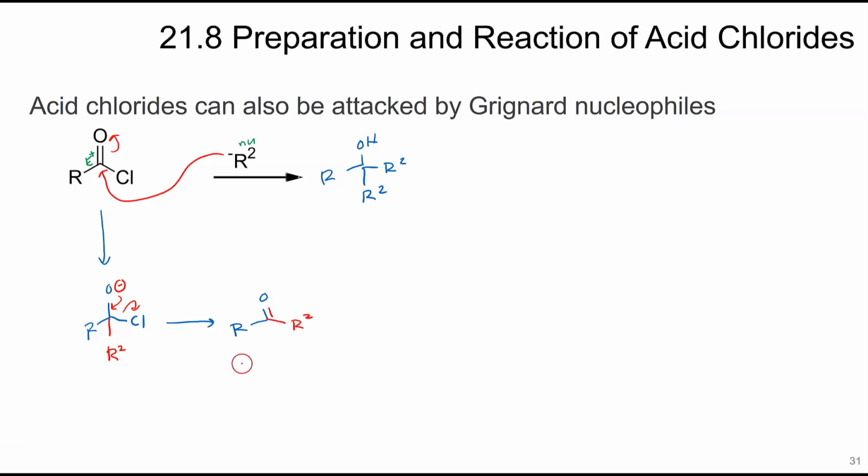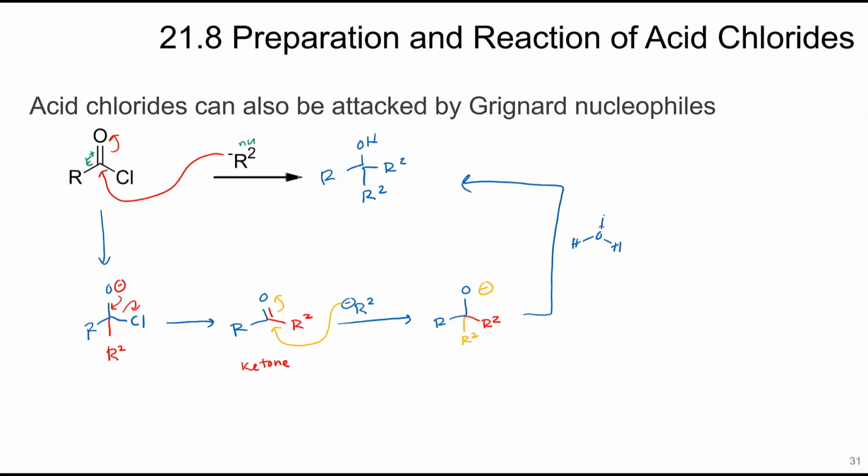Chlorine is now gone, and I have this ketone, which we know reacts with Grignards. We add acid, pick up that proton, and then we get the tertiary alcohol.